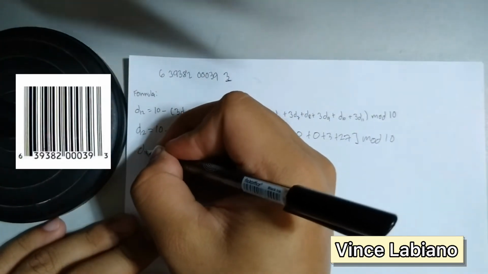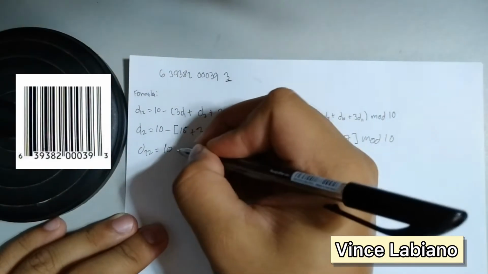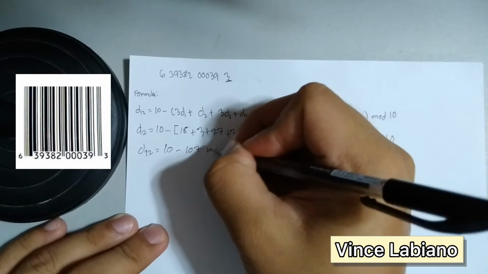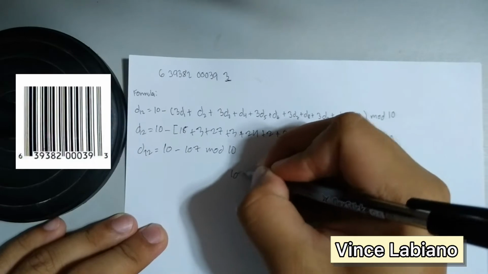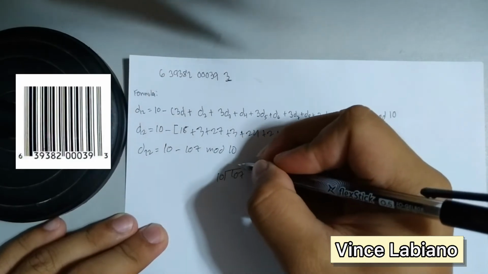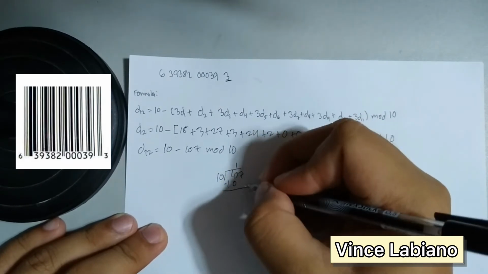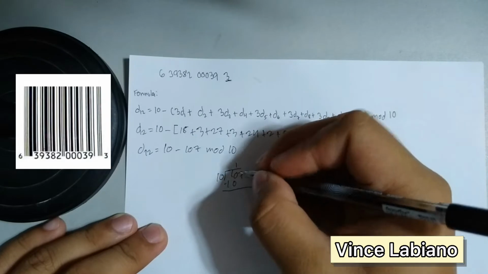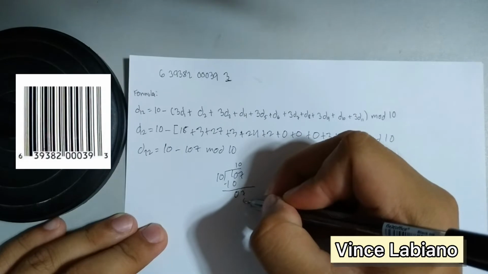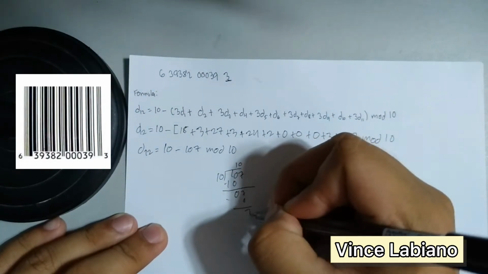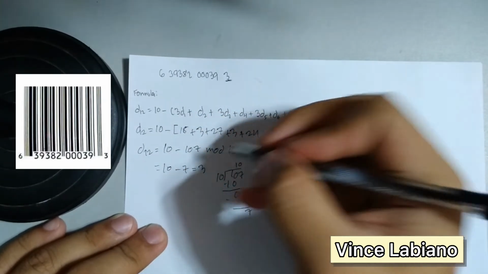So the sum of which is 107. That will be 10 minus 107 modulo 10. And then let's divide 107 by 10, and the remainder is the answer. So the remainder for this is 7. So that will be 10 minus 7, which is equal to 3.